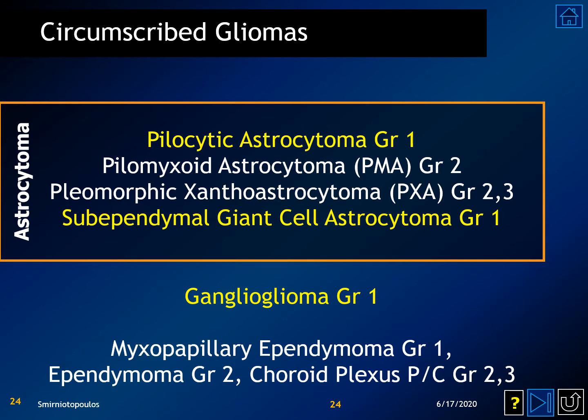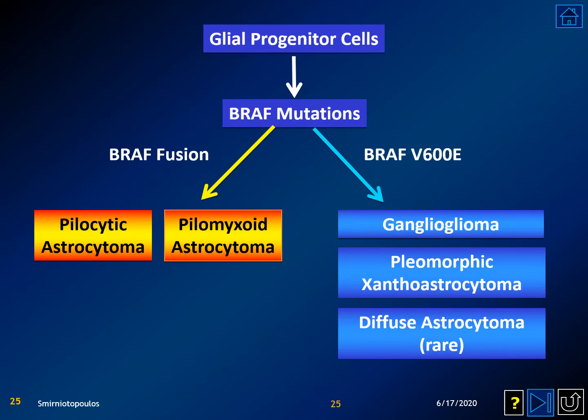Let's talk more in detail about circumscribed gliomas. Pilocytic astrocytoma, pilomyxoid astrocytoma, the unpronounceable pleomorphic xanthoastrocytoma, subependymal giant cell astrocytoma, and ganglioglioma. Again, the vast majority of the circumscribed astrocytomas have BRAF mutations, and so this is the molecular marker that we should think about as a differential feature for these tumors.